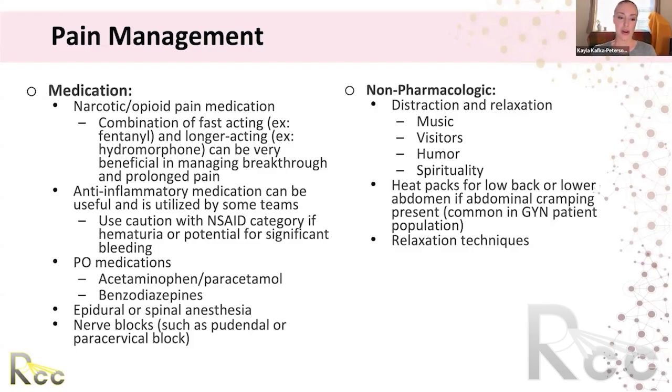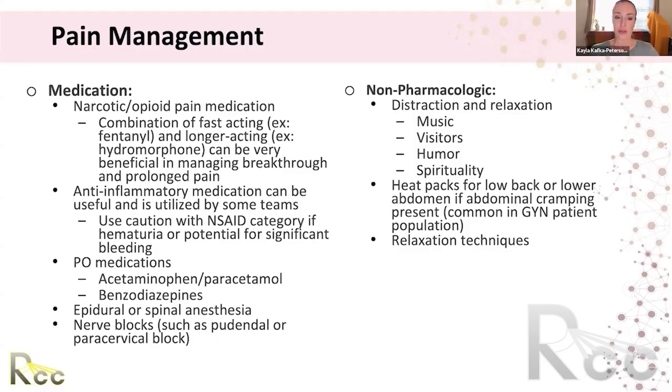Or nerve blocks are even practiced, such as a pudendal block or a paracervical block, to provide really good localized nerve pain control. And then, of course, nursing 101, non-pharmacologic pain methods: music, spirituality, humor, visitors, relaxation techniques. These are very real. Warm packs to the low back or to the abdomen, especially in our gynecologic patients. They will get abdominal cramping that they describe as being like menstrual cramps.